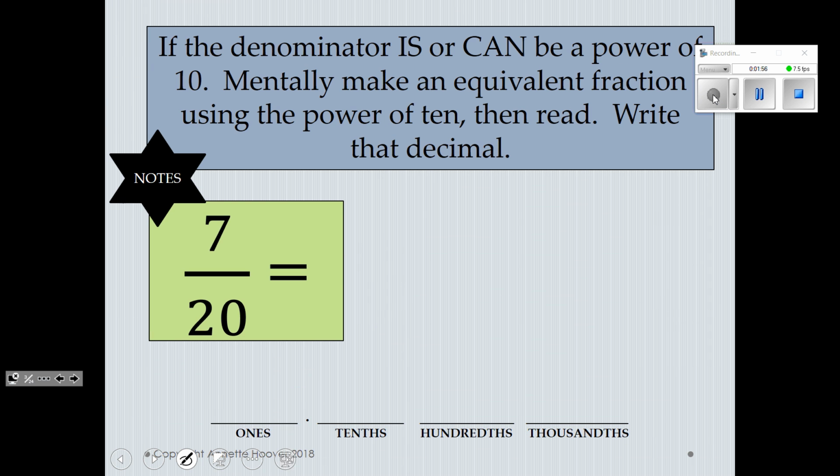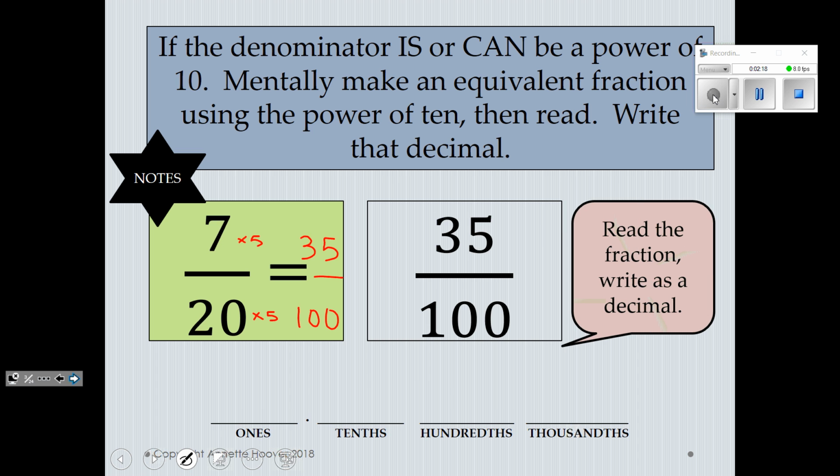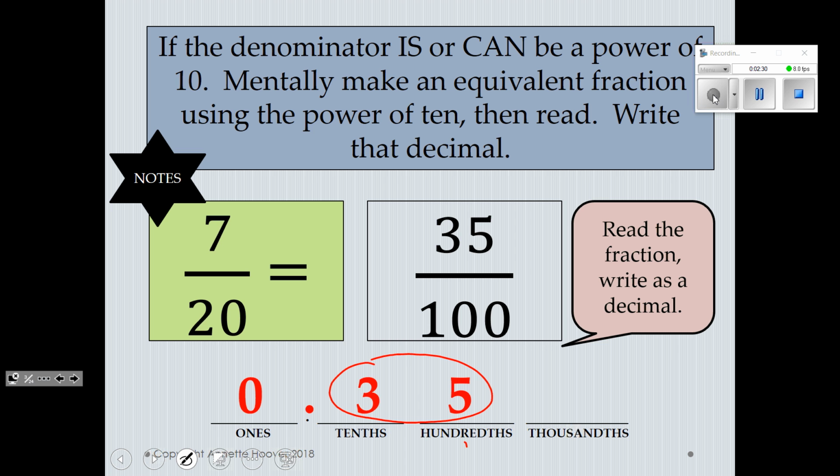Okay, here we have 20. We have tenths, hundredths, thousandths. Well, 10 is too small, but I can go up to 100, and I know that 20 times 5 is 100, and 7 times 5 is 35. So I've changed that fraction into an equal fraction of 35 hundredths, and now that it's written that way, it reads exactly like the decimal of 35 hundredths, which is 0.35 when you write it. When you read a decimal, you read this number, 35, and then you say the name of the last place value that's present. So that is 35 hundredths.